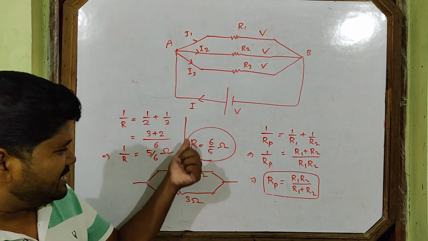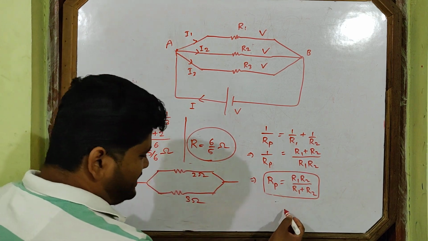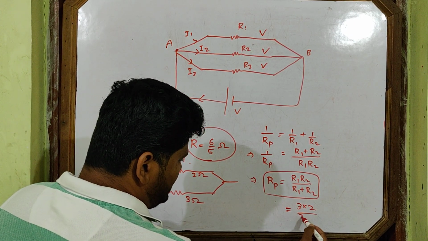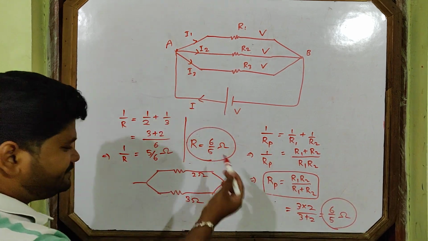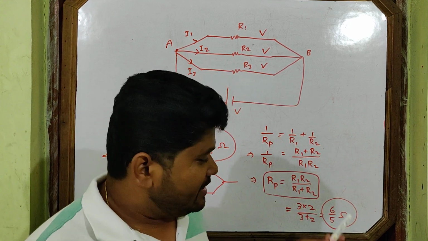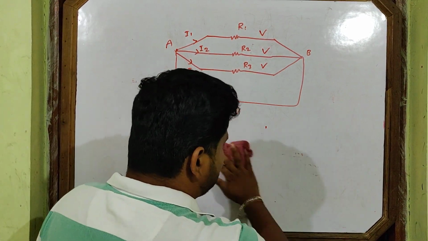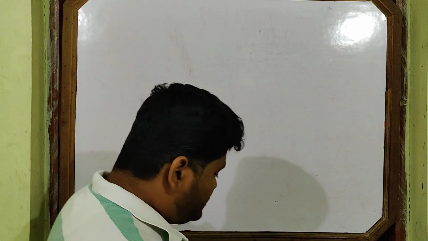So to avoid this type of problem, you can use this formula directly. See how this formula works here. R1 R2, so 3 into 2, R1 R2 by R1 plus R2. So 6 by 5 ohm. Directly you got the answer. This is a little easier for finding the effective resistance in a parallel combination. About circuits, I will solve different combinations of resistors in the next videos. So this is the formula for combination of resistors in series and in parallel.